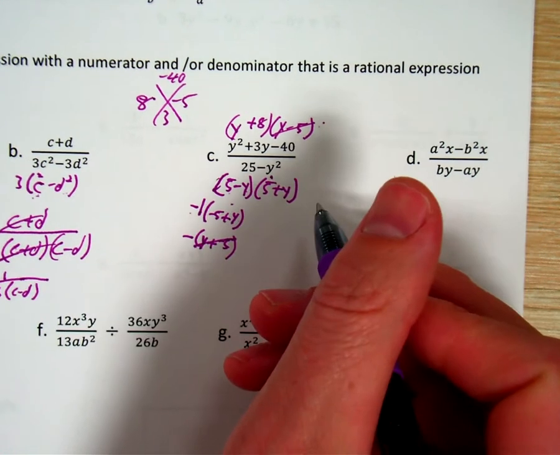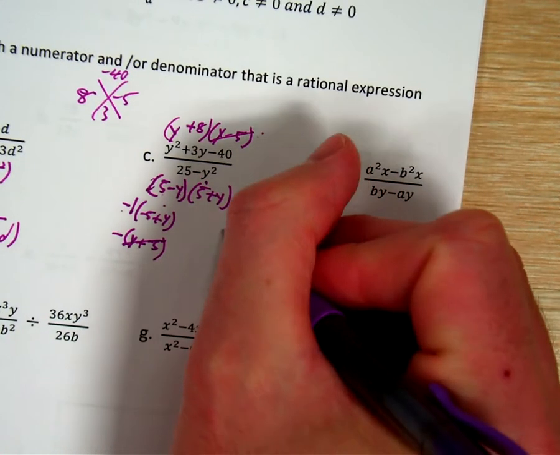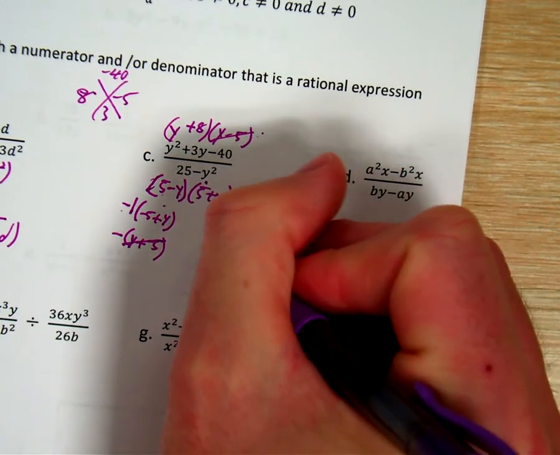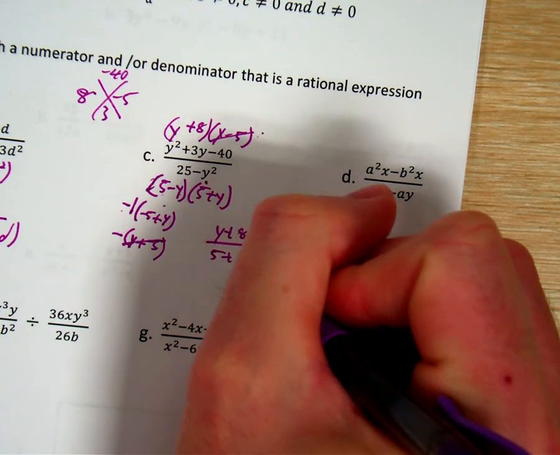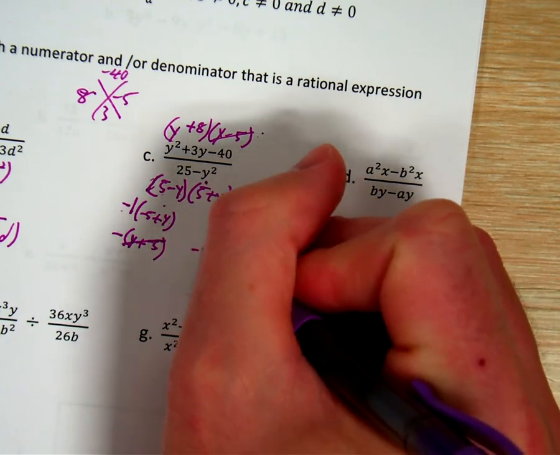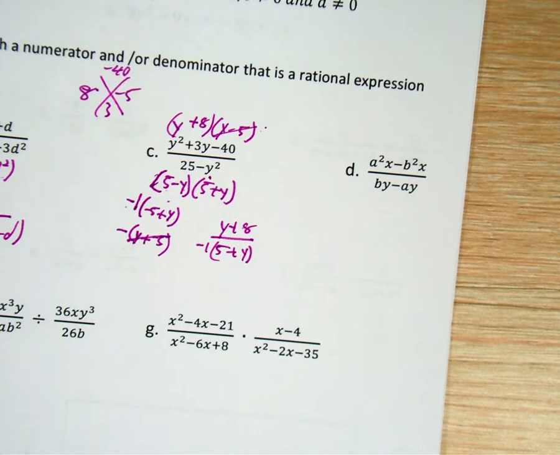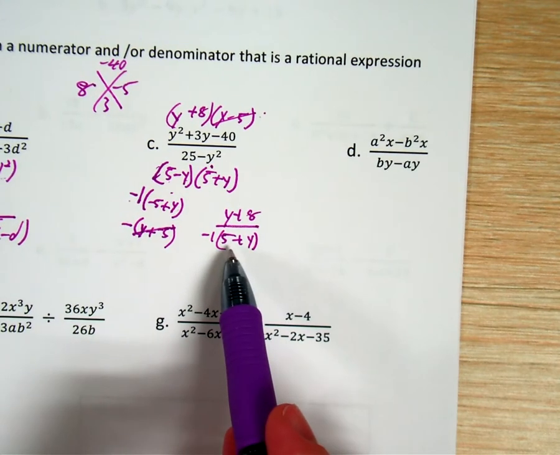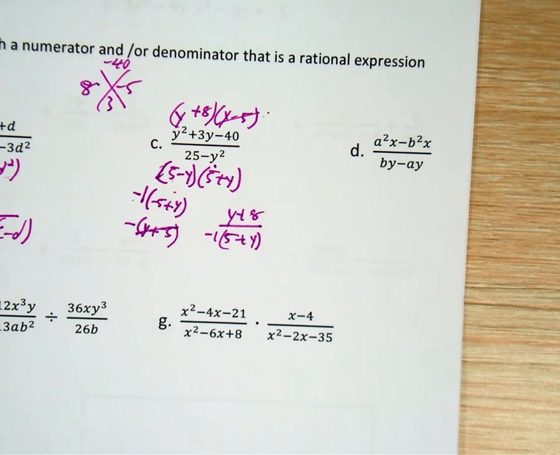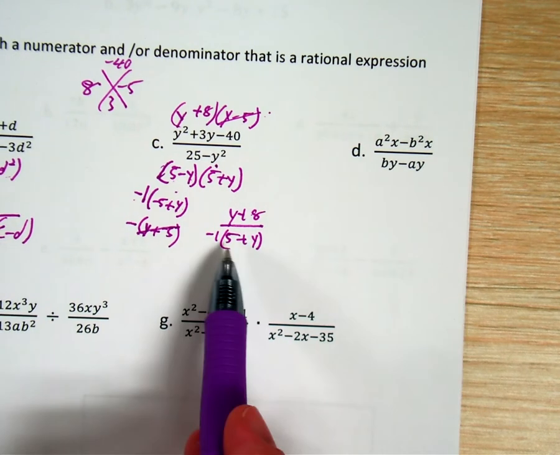We will finish with y plus 8 on the top, 5 plus y on the bottom, and we have this negative 1 multiplier still on the bottom. You can leave that negative 1 on the bottom if you want, or you can pull it out on top, or out in front. It'll end up being the same.